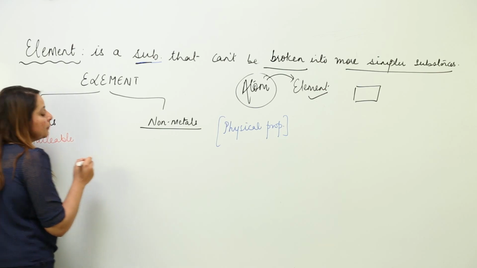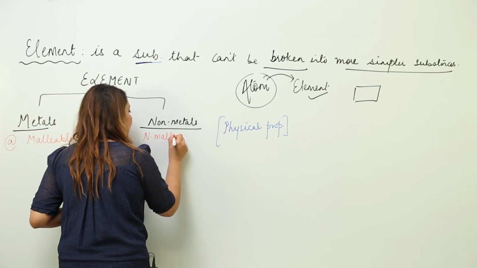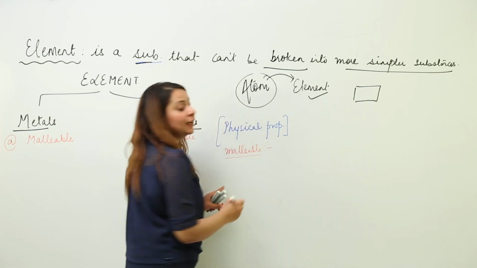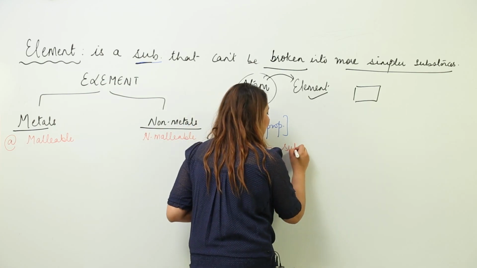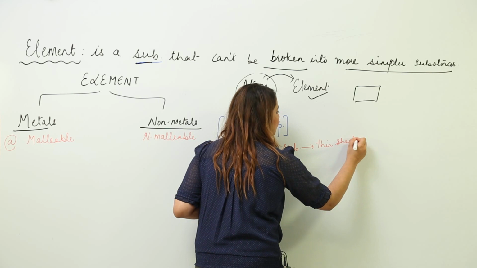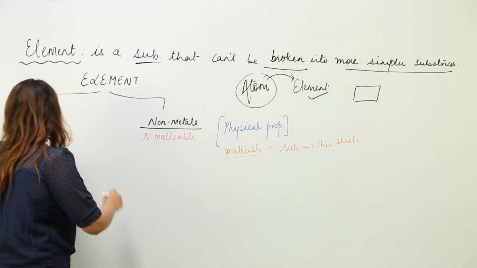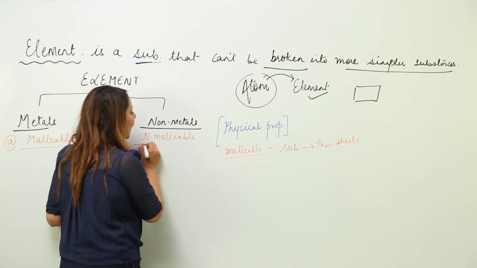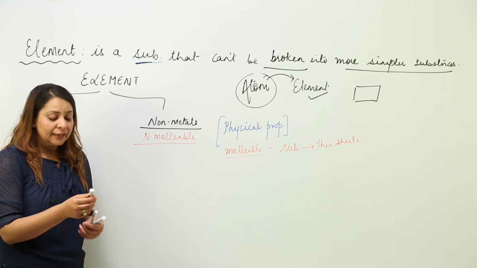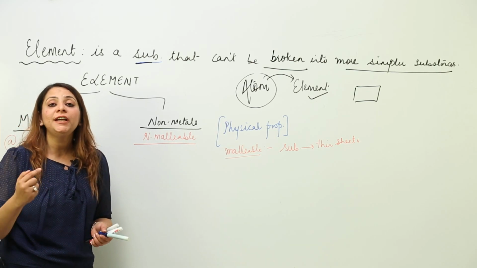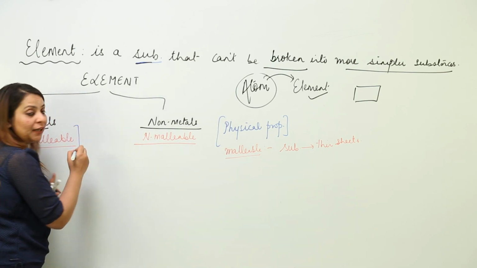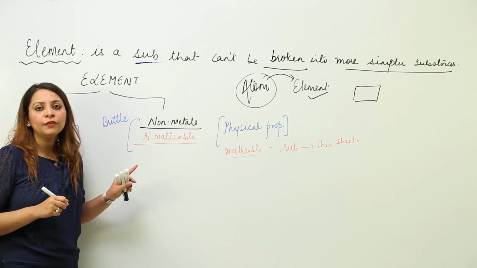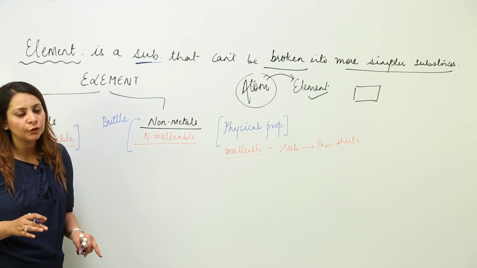Metals are malleable, but non-metals are non-malleable. Now what do we mean by malleable? Malleable is a property in which you can beat the substance into thin sheets. So in case of metals, we say they are malleable, that means they can be beaten into thin sheets. But non-metals are non-malleable, they cannot be beaten into thin sheets. The reason is that for beating them into thin sheets, you need to hammer them. Metals can bear a hammer, but non-metals are brittle. They cannot tolerate the strain of the hammer and they just break. Therefore, we cannot make sheets out of non-metals.